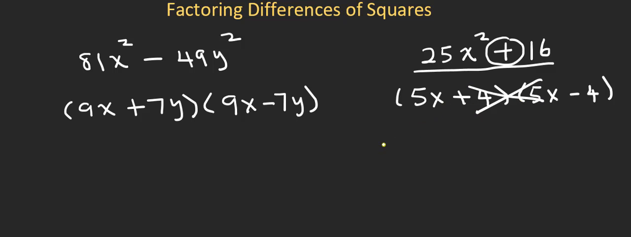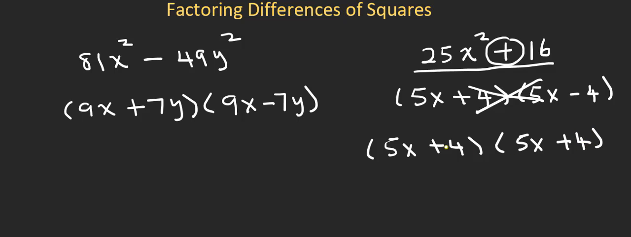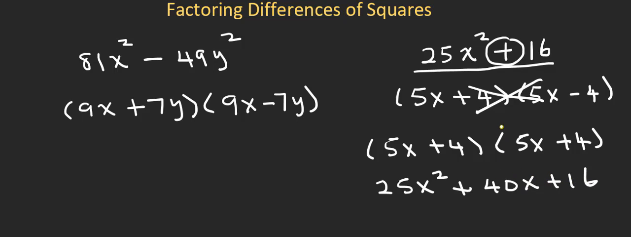And the common mistake is a lot of times students think this is 5x plus 4 and 5x plus 4. But when you multiply this out, you get 25x squared plus 40x plus 16. So sum of squares, you cannot factor.